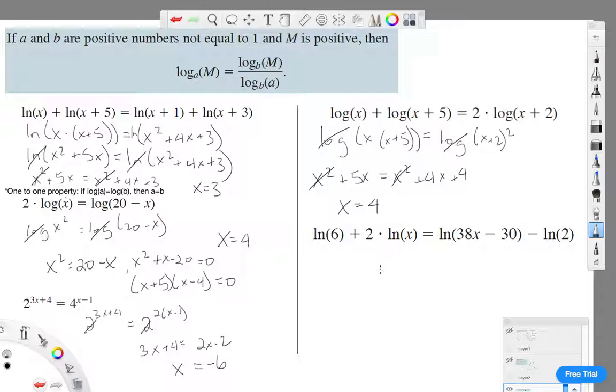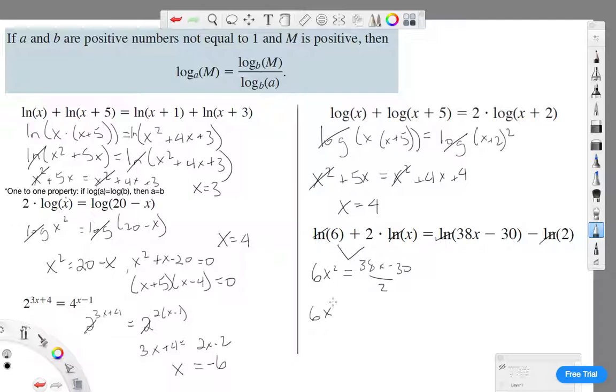Last example here. We have natural log of 6. Natural log of 6, we can combine these two terms, use the power rule. So we get 6x squared here. We're going to reduce these by using some of our rules. We're going to have our difference or quotient rule over here. We're going to have 38x minus 30 over 2, or 19x minus 15. So we've got 6x squared.